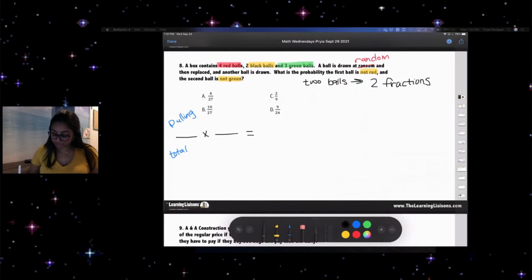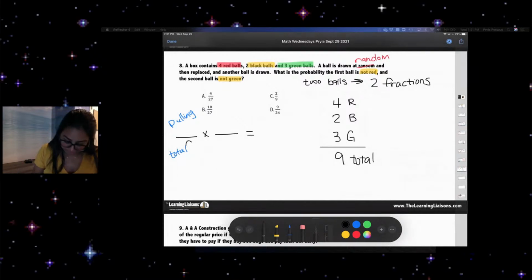So if we started off with the total, remember we had 4 red balls, 2 black balls, and 3 green balls. Our total is 4 plus 2 is 6. 6 plus 3 is 9. 4, 5, 6, 7, 8, 9. Just making sure. We start with 9 balls. Okay? Well, what are we pulling? The first ball that we're pulling is not red.